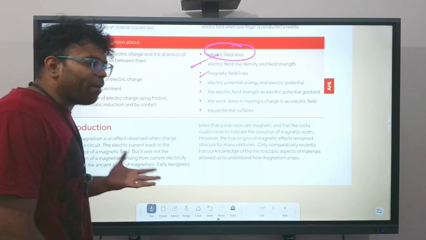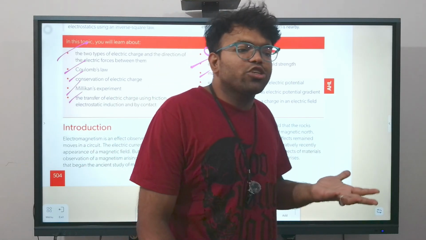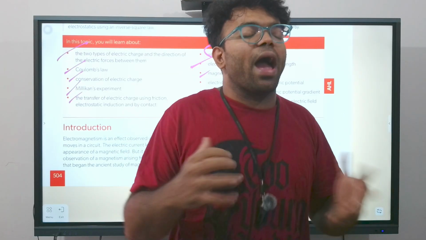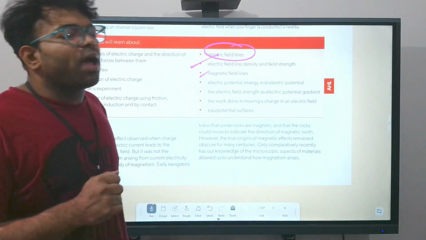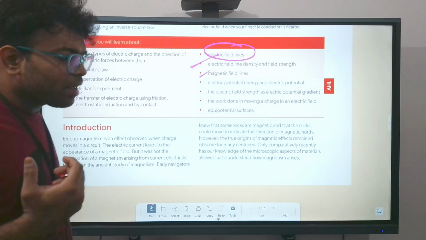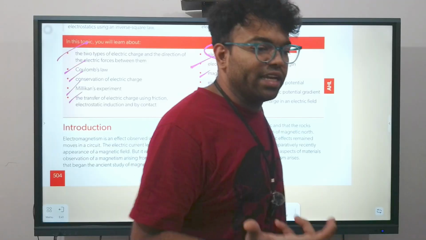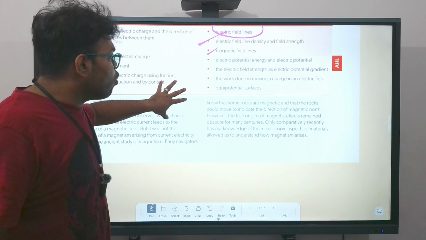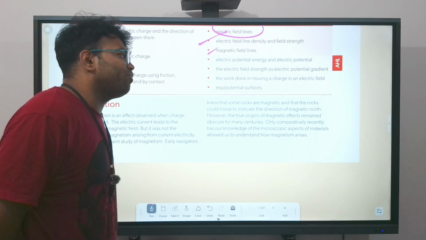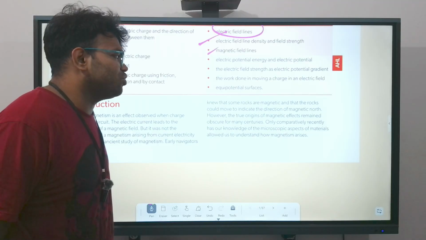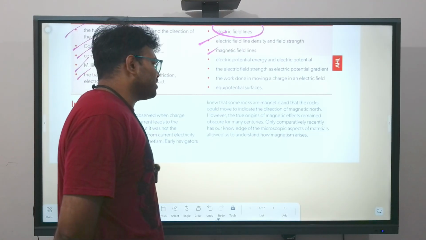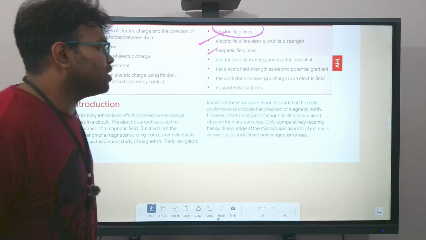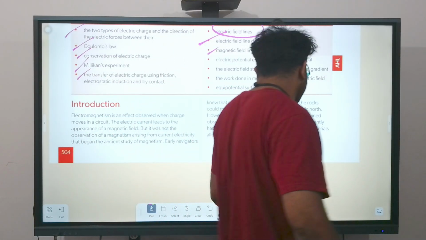What was happening was that the rock was naturally magnetic in nature. The rock was producing its own magnetic field, and that magnetic field was attracting the iron in his stick, which allowed it to get stuck to the rock. However, the true origins of the magnetic field remained obscure for many centuries. Only comparatively recently has our knowledge of the microscopic aspect of materials allowed us to understand how magnetism arises.